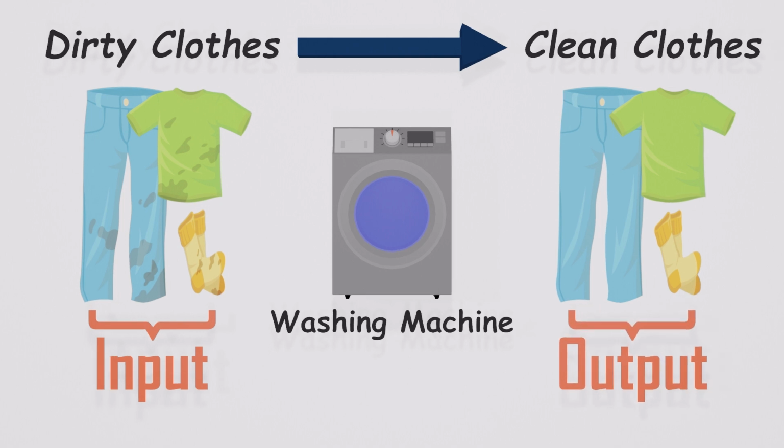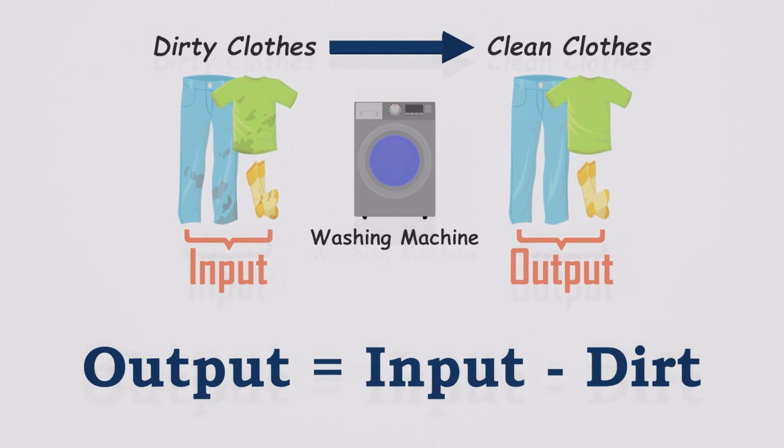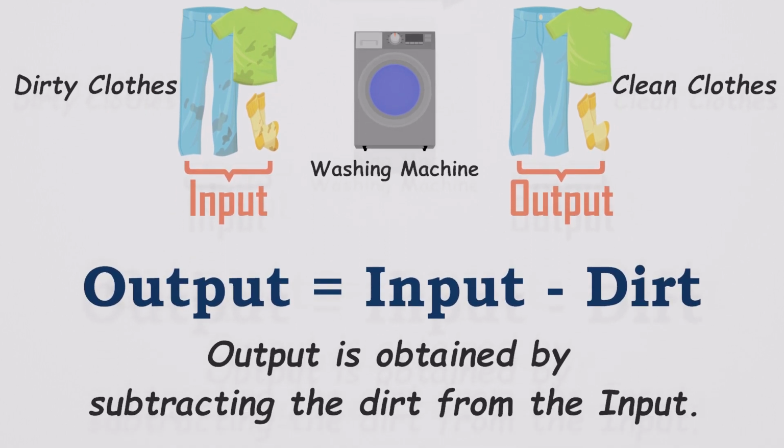In fact, we can represent this functionality of a washing machine using a simple equation. This equation shows that the output, which is the clean clothes, is obtained by subtracting the dirt from the input, which is the dirty clothes. This is a simple function that represents what happens to the inputs in a washing machine.